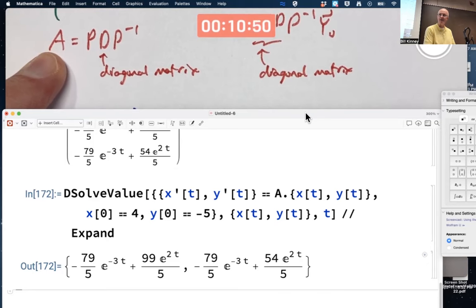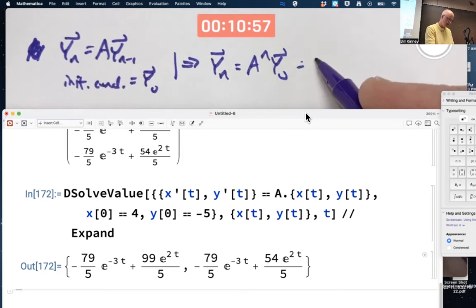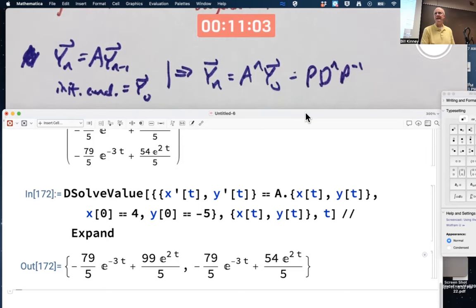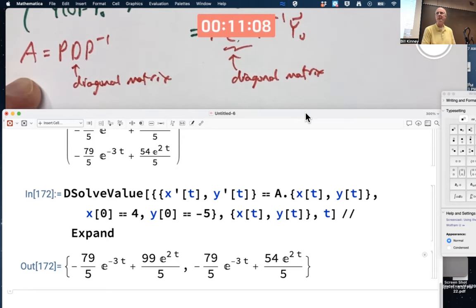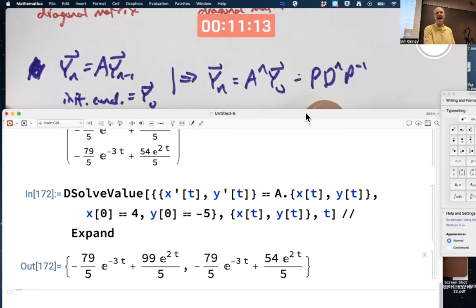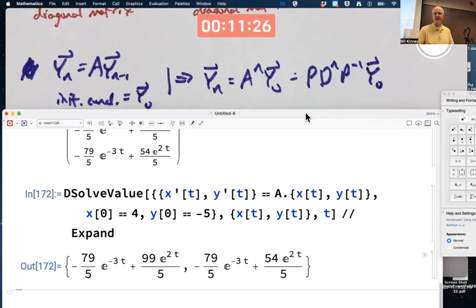Again, if A is diagonalizable, if A equals P D P inverse for some diagonal matrix D, then you can ultimately say A to the n is this. Actually, that would be true even if D were not diagonal, but just not so helpful. The reason it's helpful is because when D is diagonal, then D to the n is easy to find. So that's the multiplication you need to do to solve the difference equation.